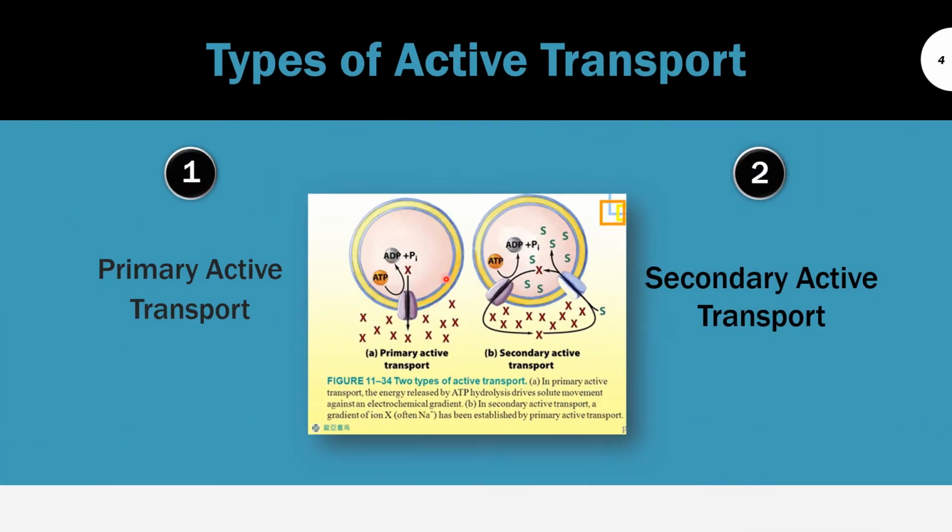In this particular diagram, you can see that the primary active transport is pumping the protons. Suppose this X is nothing but protons. So protons are pumped into the periplasm. So there is high concentration of protons in the periplasm. So the primary source of energy is used to create the secondary energy source. Now high concentration of protons in the periplasm is the form of energy.